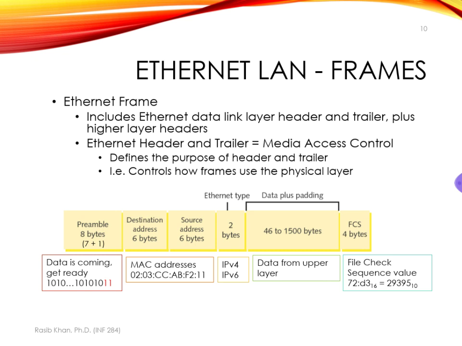The reason you see it says padding here is because it has to have a minimum of 46 bytes. So if the data from the upper layer is less than 46, it will add some padding to make it a minimum of 46. And the maximum data that it can have is 1500 bytes. Finally, the last 4 bytes is what we call the frame check sequence, an integrity checking mechanism that Ethernet frames have.